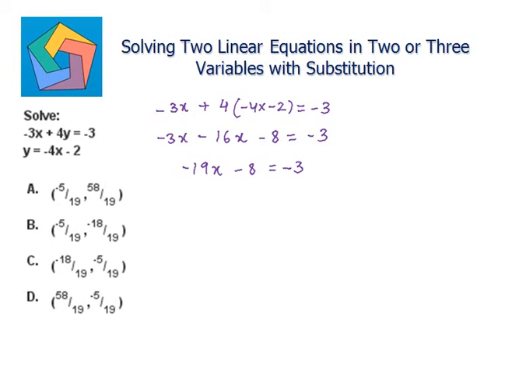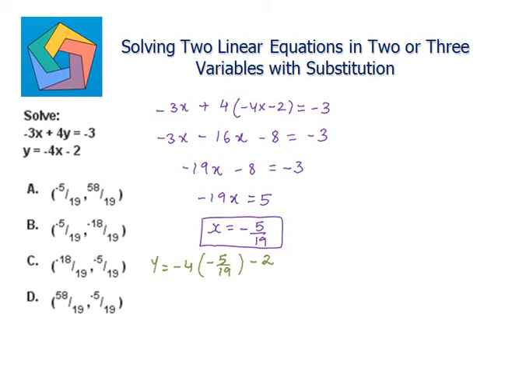Adding 8 both sides, we get minus 19x is equal to minus 3 plus 8, which is 5. And dividing by negative 19 both sides, we get x is equal to negative 5 by 19. We can put this x value in the second equation in order to get our y value. So y is equal to negative 4 times negative 5 by 19 minus 2. This is equal to 20 over 19.